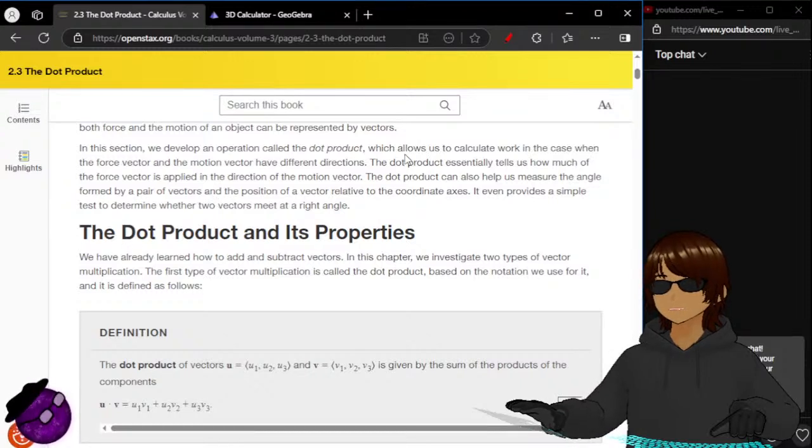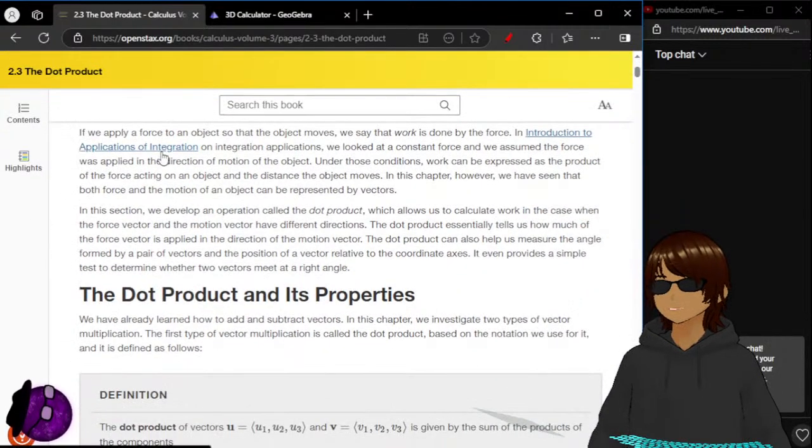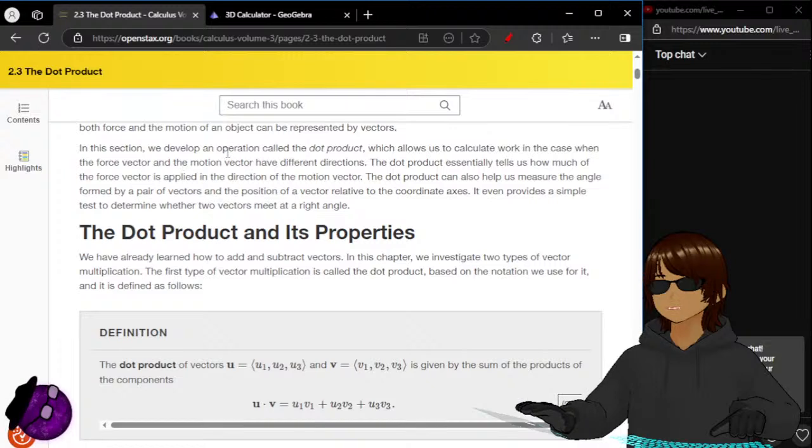In this section, we develop an operation called the dot product, which allows us to calculate work in the case when the force vector and motion vector have different directions. The dot product essentially tells us how much of the force vector is applied in the direction of the motion vector. The dot product can also help us measure the angle formed by pairs of vectors and the position of a vector relative to the coordinate axis.